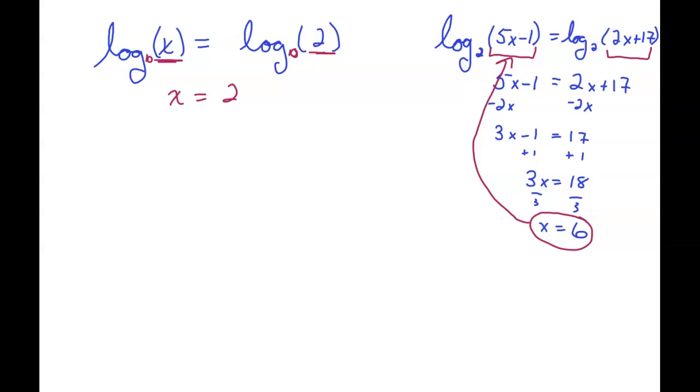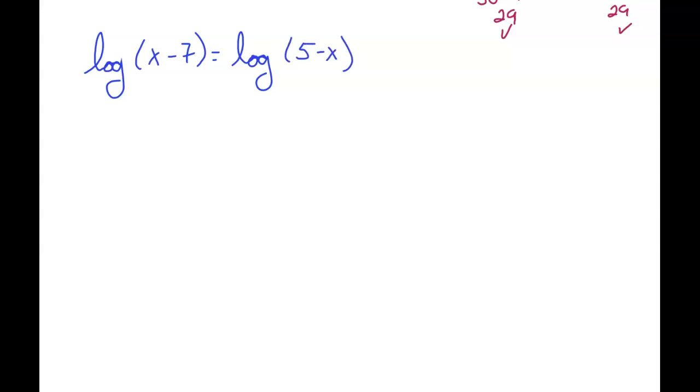So make sure that you have like 5 times 6 minus 1. So that's 30 minus 1. So that's 29. So that's okay, it's positive. And then 2 times 6 plus 17. Well, 2 times 6 is 12 plus 17. So that's 29 as well. Those are positive. Those are okay. So those check out. I just cannot get this to go negative.